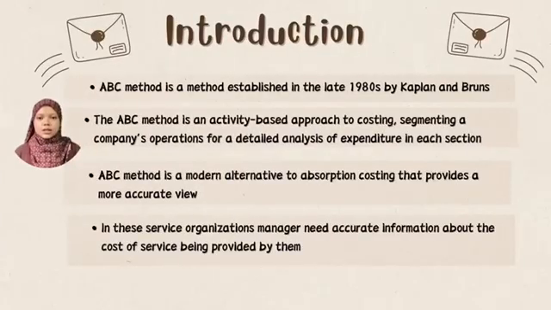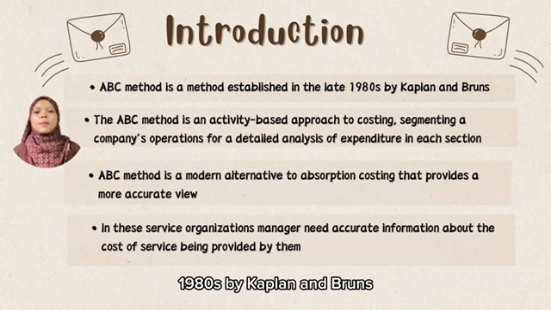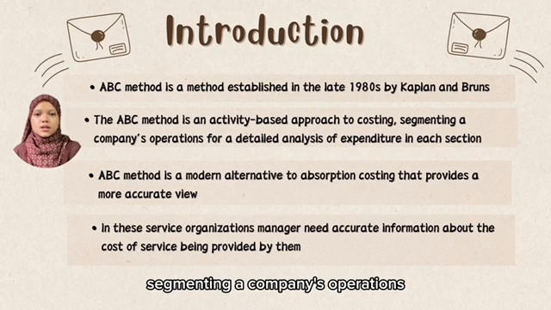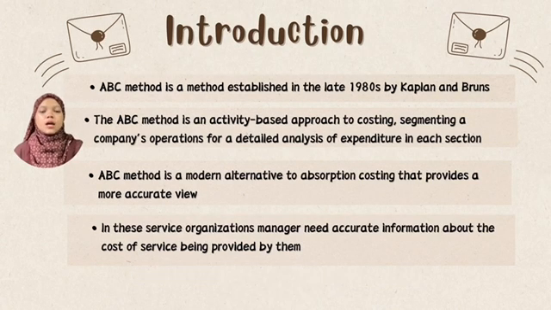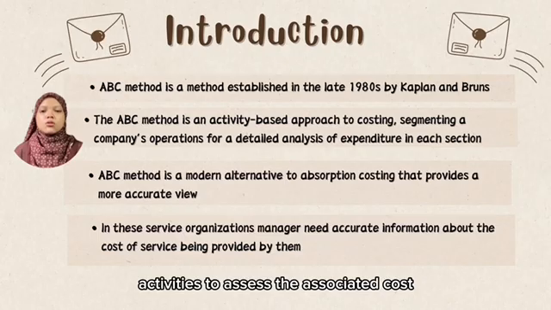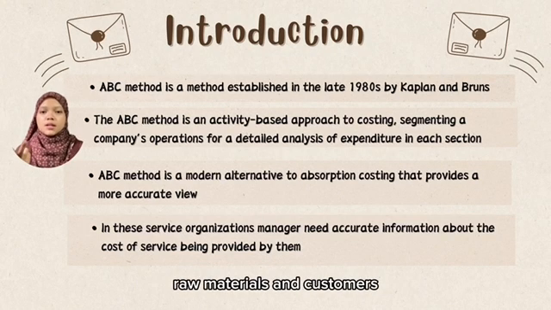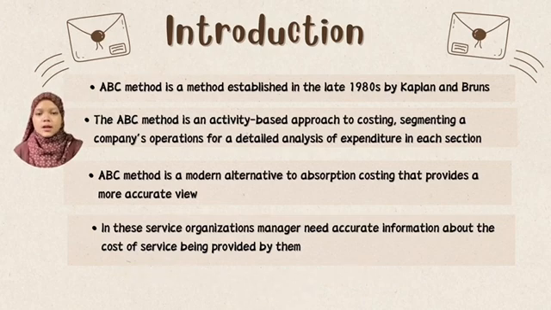For the introduction, the ABC method is a method established in the late 1980s by Kaplan and Bruns. The ABC method is an activity-based approach to costing, segmenting a company's operations for a detailed analysis of expenditure in each section. This method breaks down activities to assess the associated costs such as products, raw materials, and customers, which in turn use resources within the business.